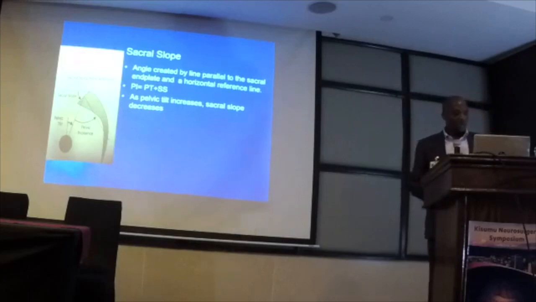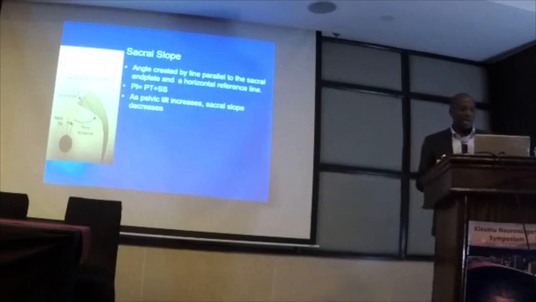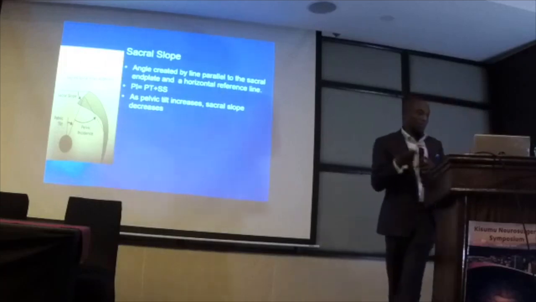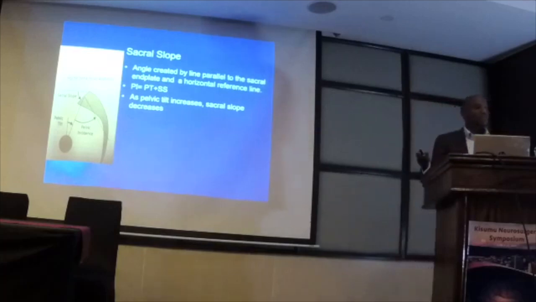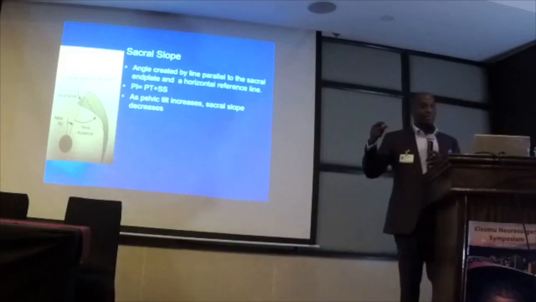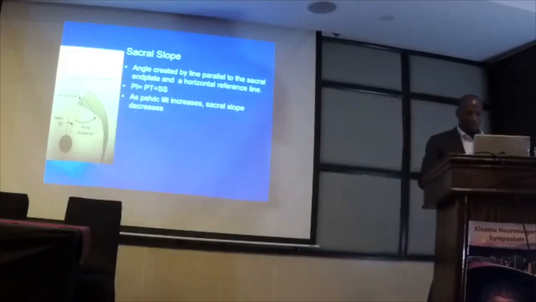And then the sacral slope is an angle that's created by a line parallel to the sacral end plate and a horizontal reference line. This leads to an equation. The pelvic incidence equals the pelvic tilt plus the sacral slope. As the pelvic tilt increases, the sacral slope decreases. So just remember that.